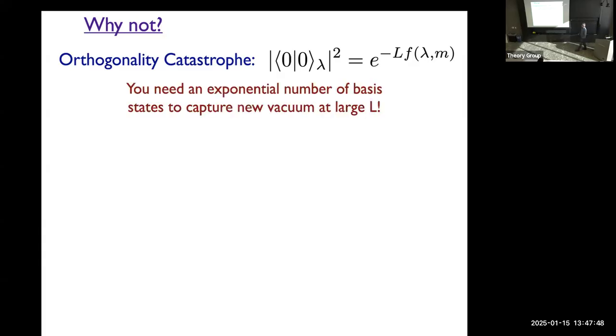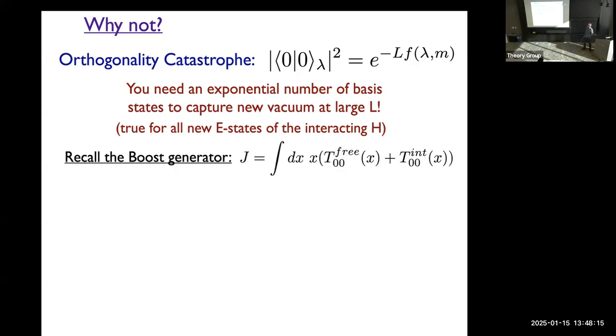So there's an exponential number of basis states just to capture the vacuum at large L. And that's not just something specific to the vacuum, that's true for all eigenstates of the interacting theory. So it's kind of shocking, but it's true that what you would have thought naively is a polynomially difficult problem, computing, I don't know, a Feynman diagram with some finite loop expansion, turns out to be an exponentially difficult problem in the case of this kind of Hamiltonian method.